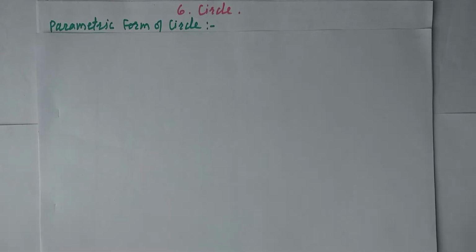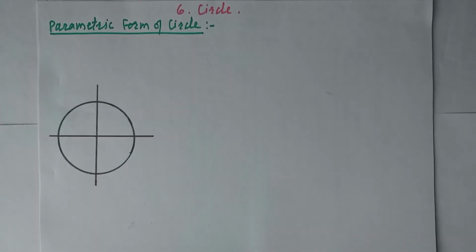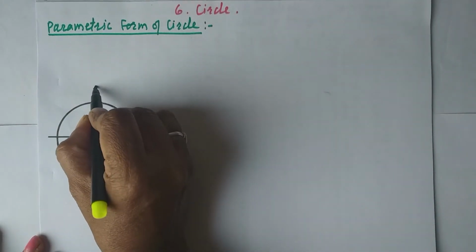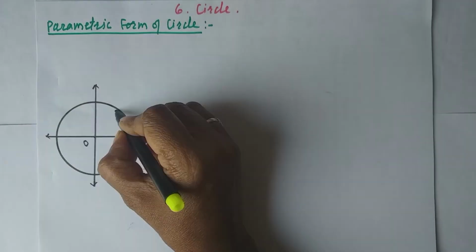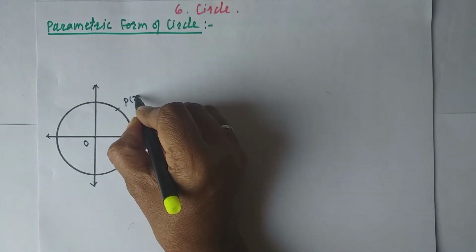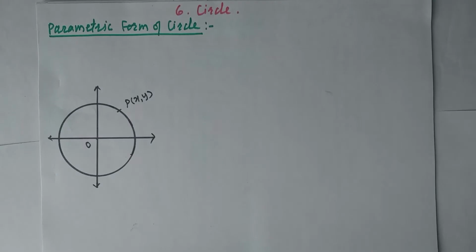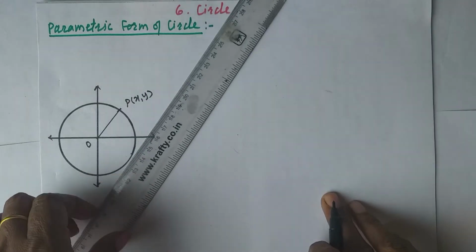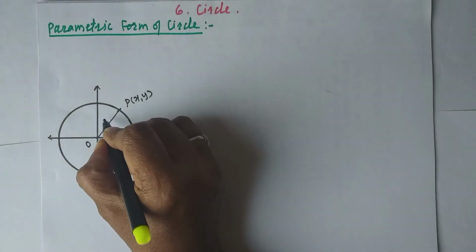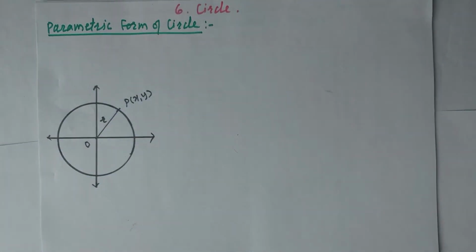First we will see parametric form of circle. For that, consider a standard circle here. That is a circle whose center is at origin. Let P(x, y) be any point on this circle. Here O is center. Then join OP. And what is this OP? This OP is nothing but radius of the circle.